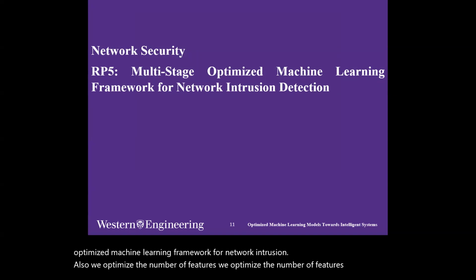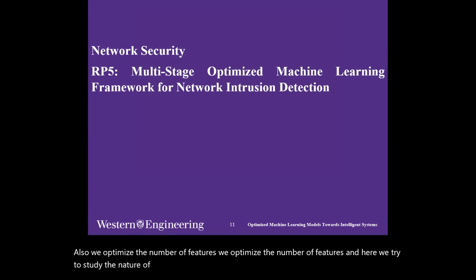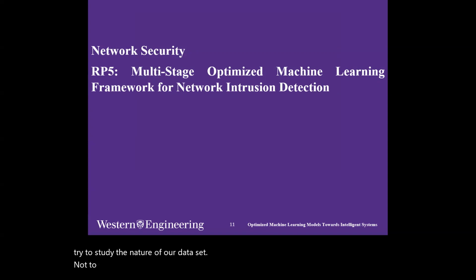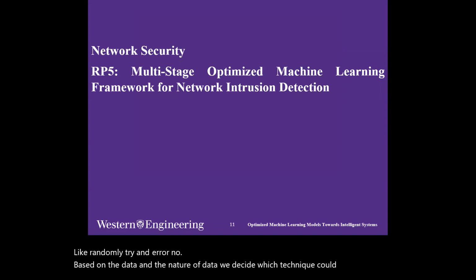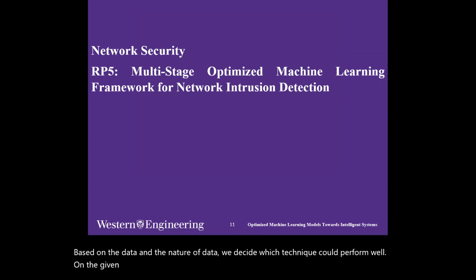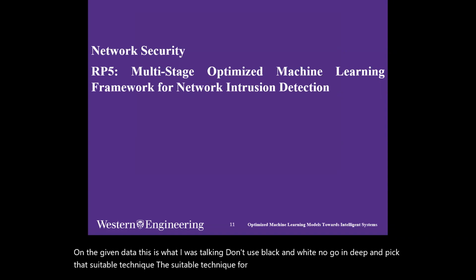And here we try to study the nature of our data set, not pick the technique randomly, by trial and error. No, based on the data and the nature of the data, we decide which technique could perform well on the given data. This is what I was talking about. Don't use it as a black box. No, go deep and pick the suitable technique for your data to build your machine learning model.